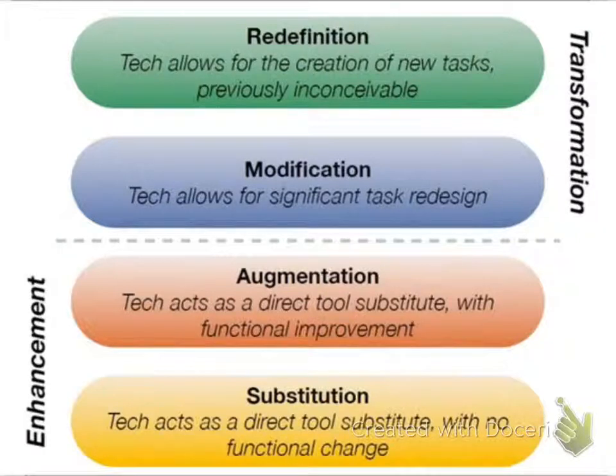The third level is modification. Technology allows for significant task redesign, which means the greater part of a project or an assignment that a student has to do requires them to actually use the technology. Otherwise, the task would not really be possible. But not all parts of the assignment need to have that technology piece.